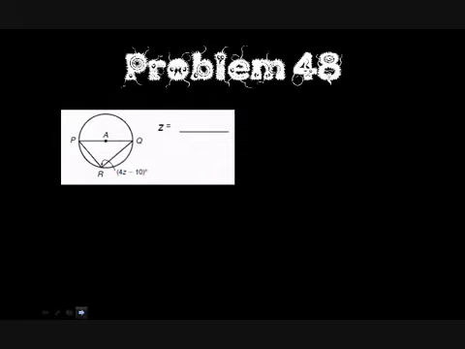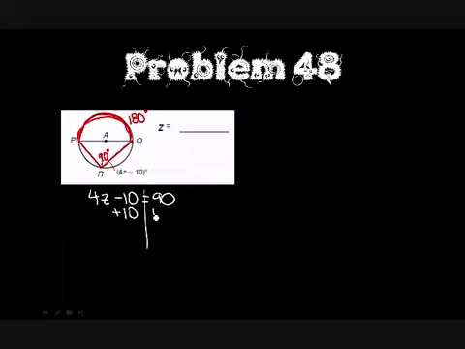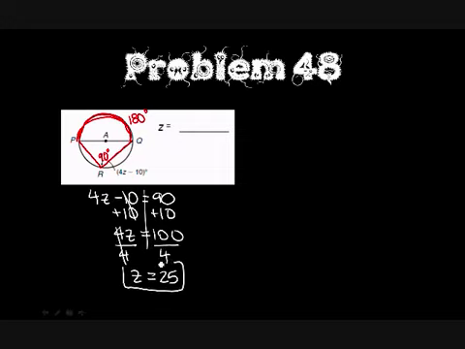Okay, problem number 48. You see here that this angle right here is across from this semicircle arc. So since this is 180 degrees, then we know that this is 90 degrees. And so we're going to set that up as an equation and say 4z minus 10 equals 90. So now we just solve. So we add 10 to both sides. We have 4z equals 100. Divide both sides by 4, and we get z equals 25. And that's what the question is asking for, is z. So that's our answer.